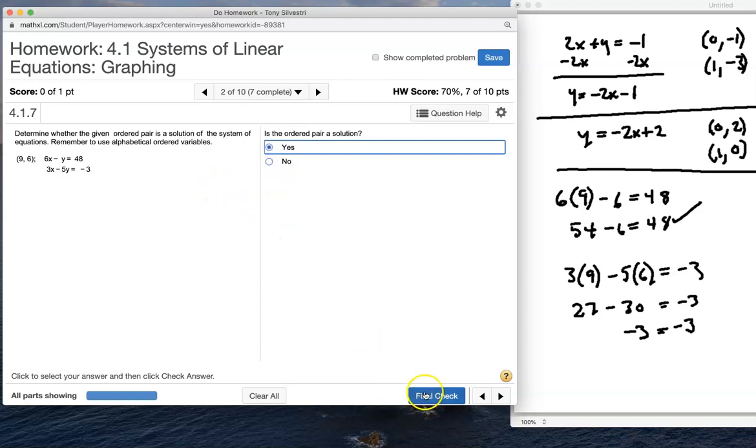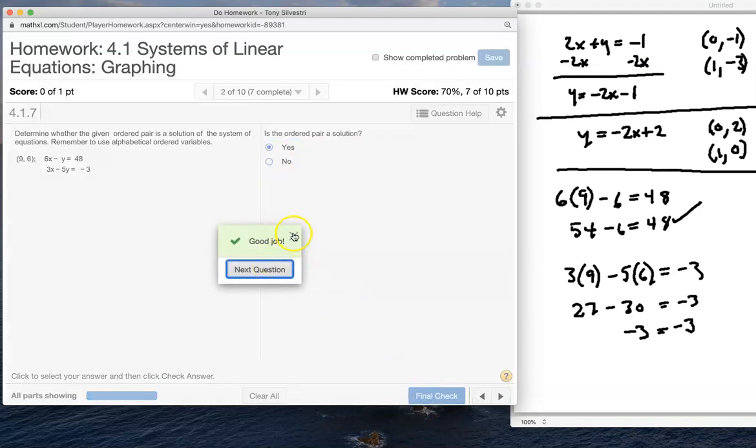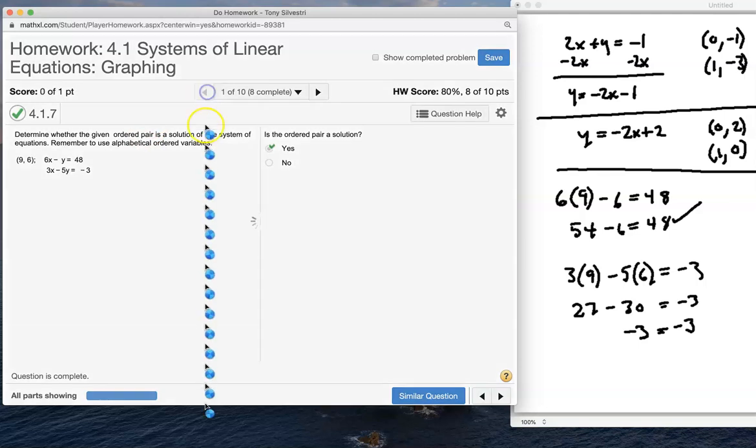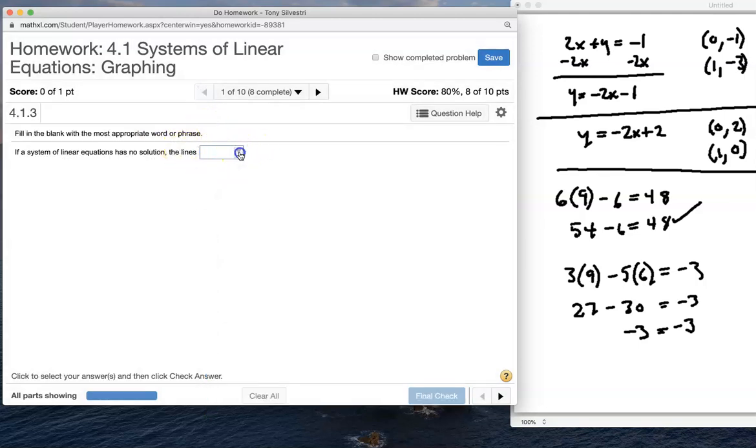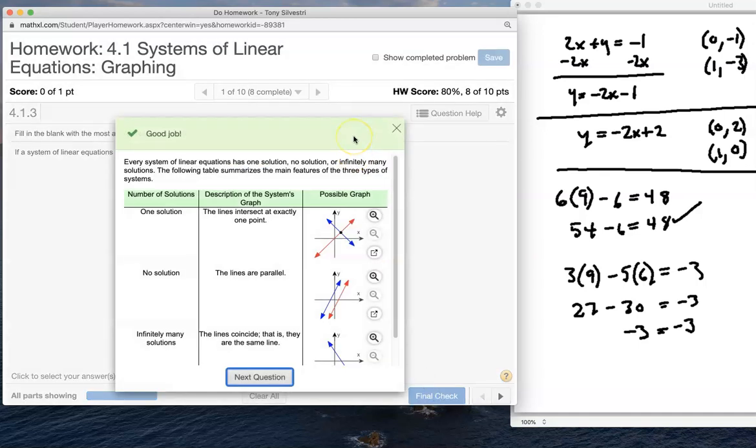It works out. Nice. And then we're left with number 1, which I'm going to let you do. It's impossible to get this wrong. You have 3 tries at this, and there's 2 possible answers. If the system of linear equations has no solution, the lines are parallel. They're parallel. They don't intersect. Good job, and you can read that.